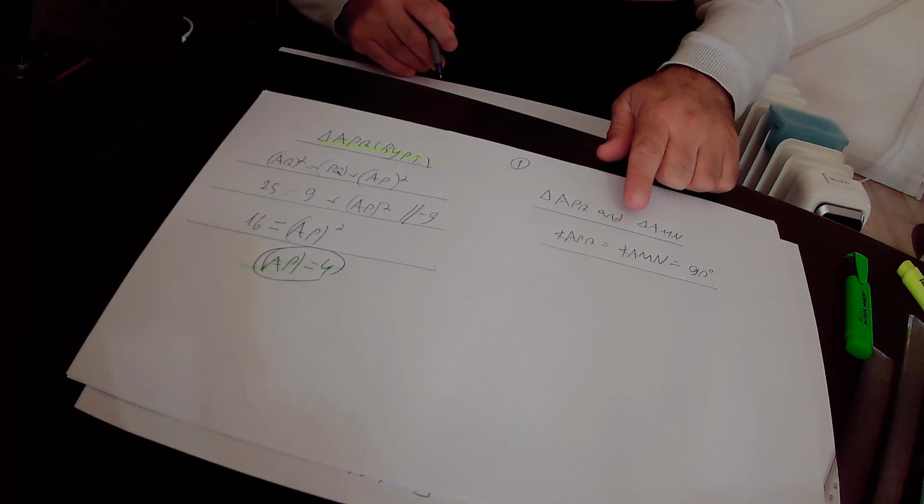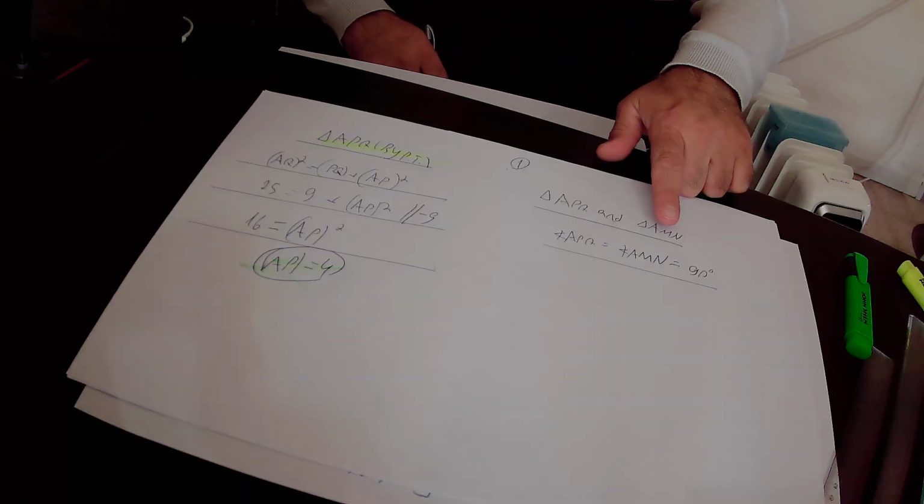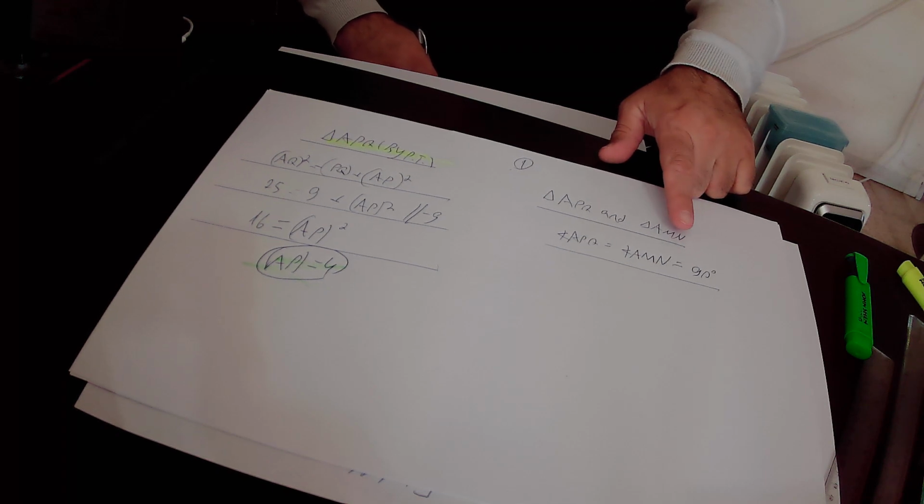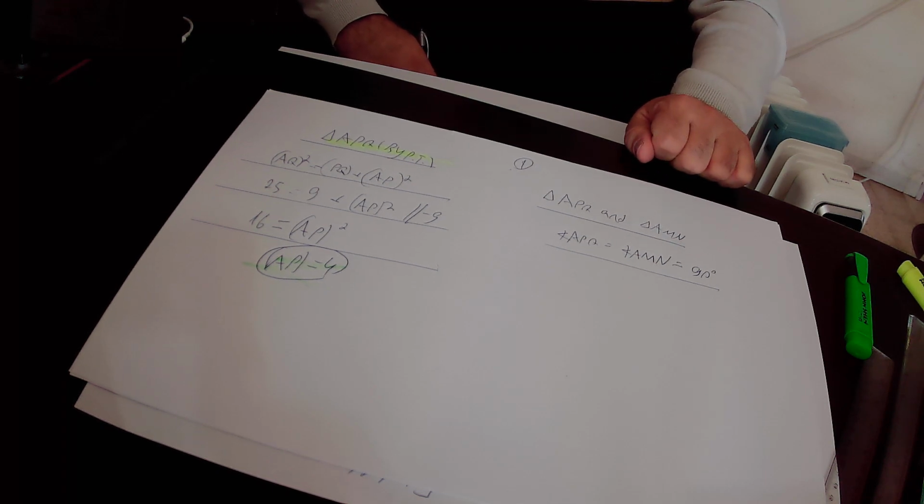Angle APQ in the big triangle equals angle AMN in the small triangle. They are both equal to 90 degrees, therefore they are equal to each other.